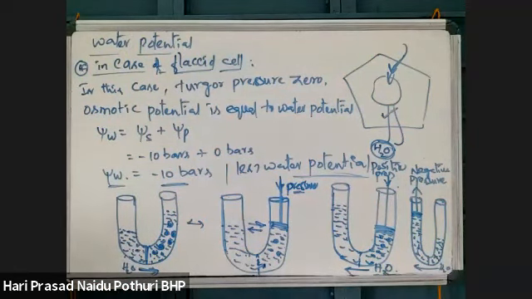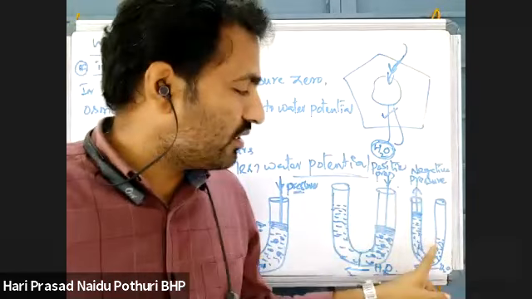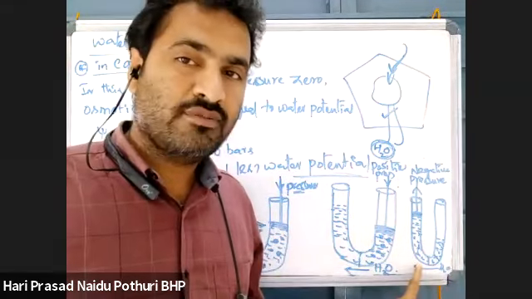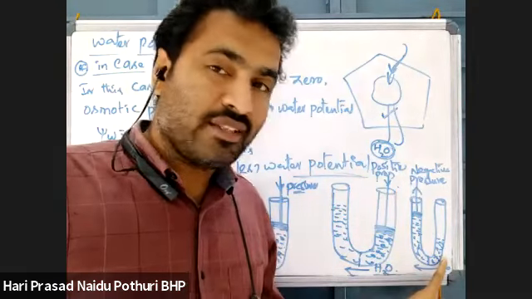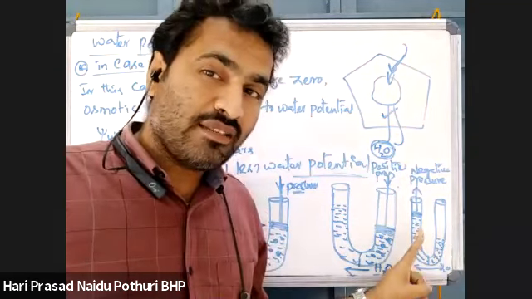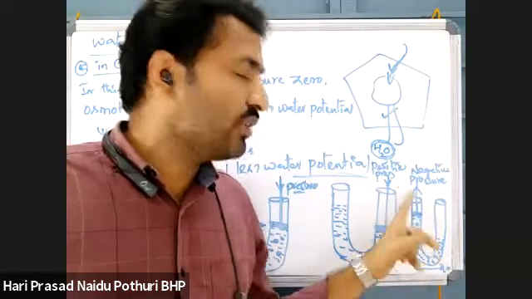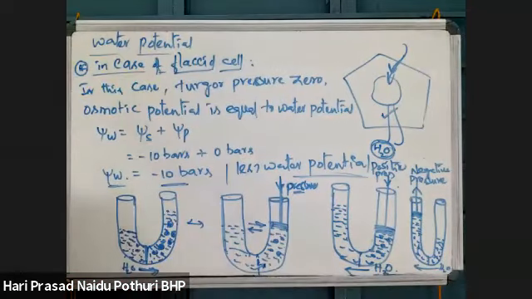If a negative pressure is developed, if this negative pressure is more than this movement, water is moving this side. If more than that water potential, if negative pressure is applied, then the movement is opposite, from low water potential to high water potential. Note down this.